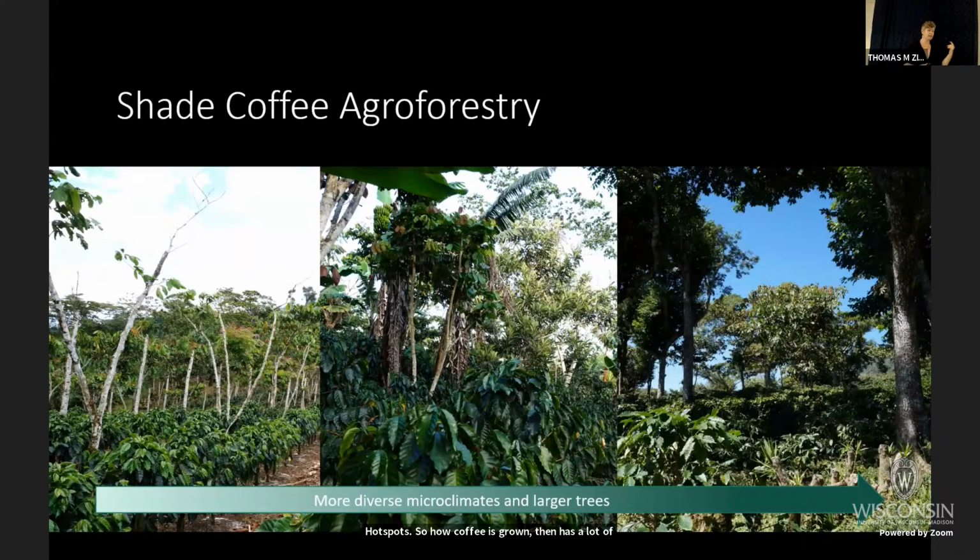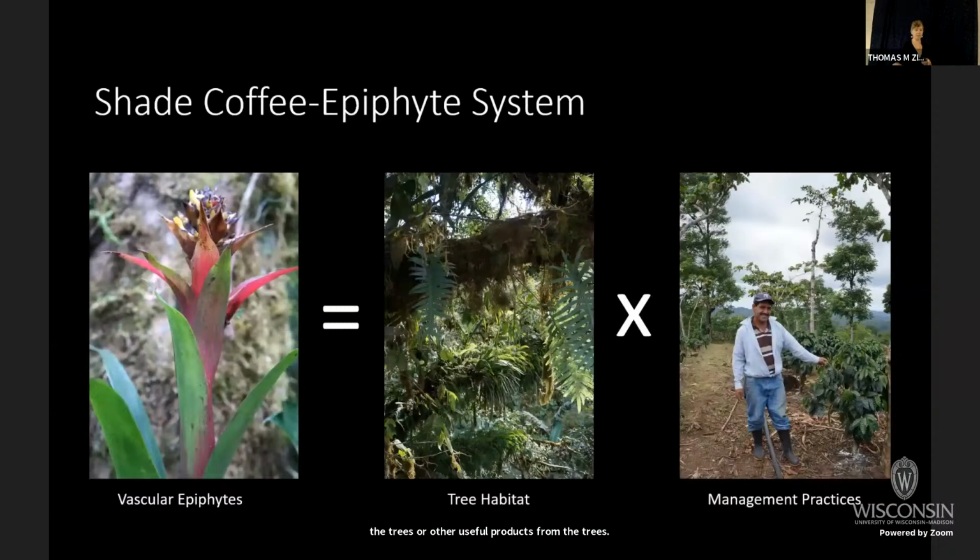And as I said, there are a range of practices that can be used in growing coffee that allow everything from open sun-grown coffee, which isn't even pictured here, which is just like a coffee monoculture, all the way up to a very diversified system with large shade trees that are maybe even producing other crops or other useful products from the trees. So there's a lot of ways to set this up.